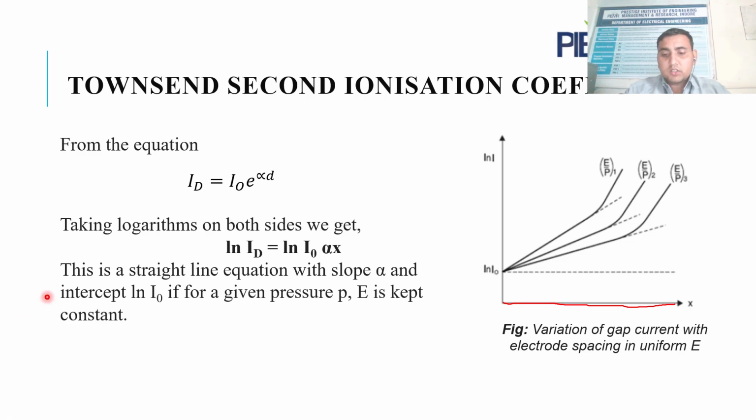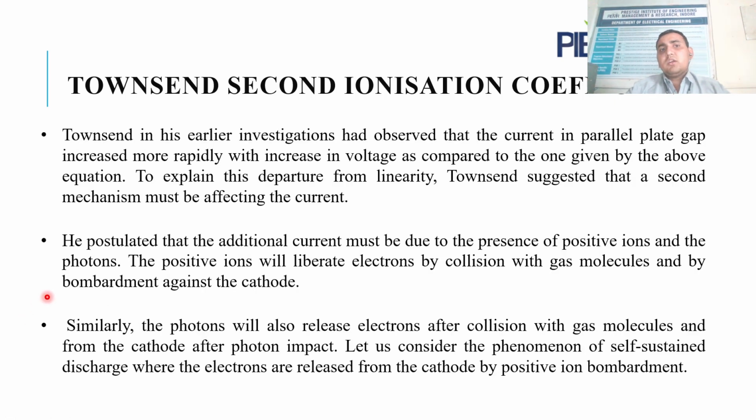Now, next we will talk about the Townsend second ionization method. The first ionization coefficient is alpha, which we discussed in the first current method. In the second method, Townsend, in his earlier investigation, observed that the current in parallel plate gaps increases more rapidly with increase in voltage, as compared to the one given by the above equation.